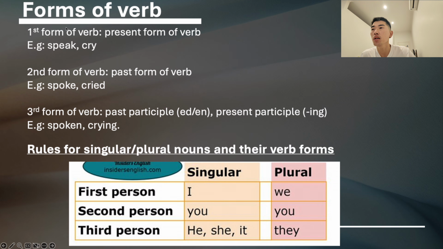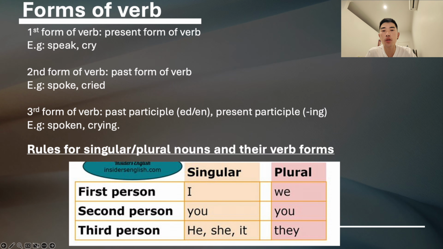To move on to the next one, it is the forms of verb. There are 3 different forms of verb. The first one is the present form of verb, which is very simple: speak, cry. The second form of verb is the past form. For example, speak becomes spoke and cry becomes cried. Then the third form of verb is the past participle. A past participle is usually formed when the verb is followed by the suffix ed or en, and the present participle is where the suffix is ing. So see, spoke becomes spoken and cry becomes crying.